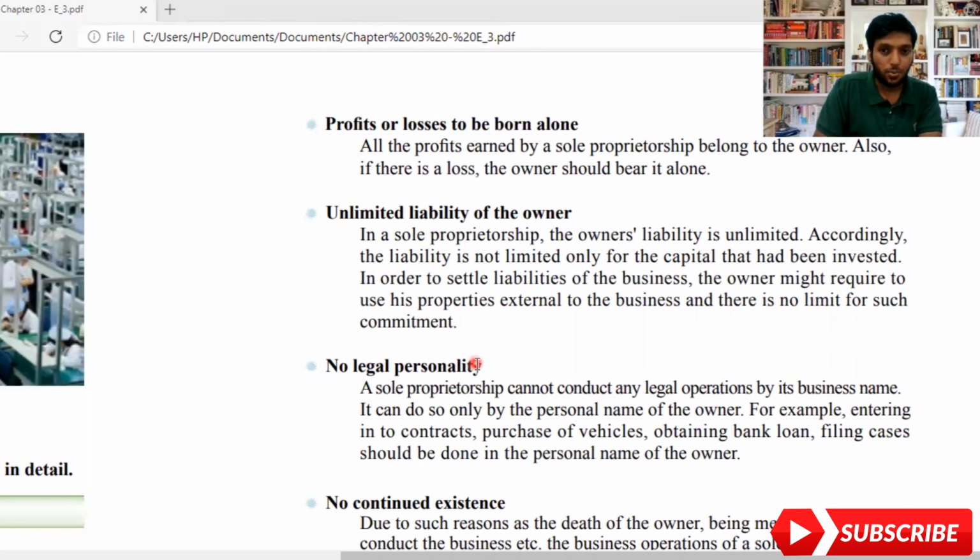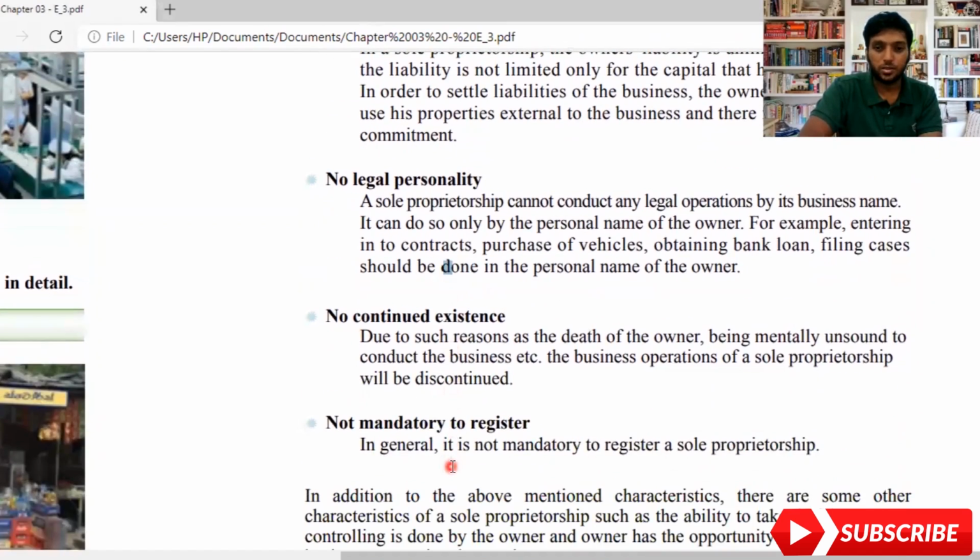Again, under unincorporated business: unlimited liability, no legal personality. What is unincorporated business? Unincorporated business means it is partnership, and it is not sole proprietorship. But a legal personality can happen in all the incorporated businesses. And the next thing, they're saying is no continued existence. So no continued existence means once you die, there will be no one to take your business and move ahead. That's another big loophole of a sole proprietorship.